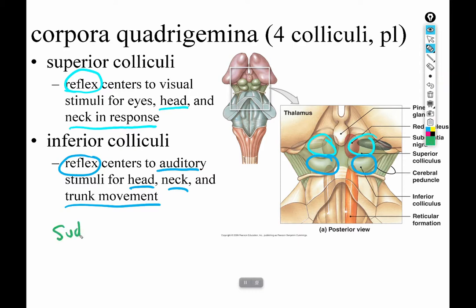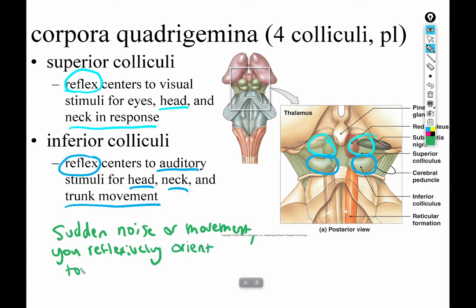If there is a sudden noise or movement, especially if it's loud or intense or big, you reflexively orient toward it. So think of a time when you were startled by, for example, maybe a car backfiring or some sudden loud noise. You probably jumped and turned your head, neck, and torso in the direction of the sound.